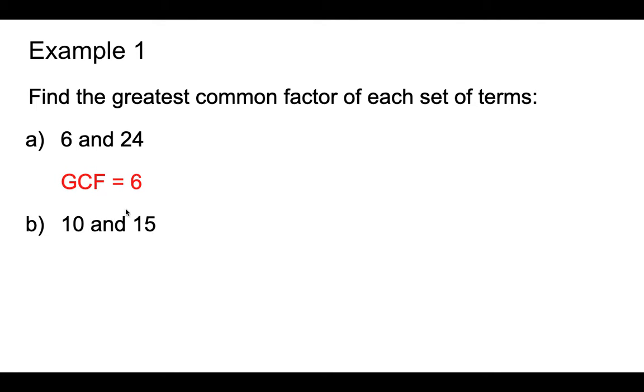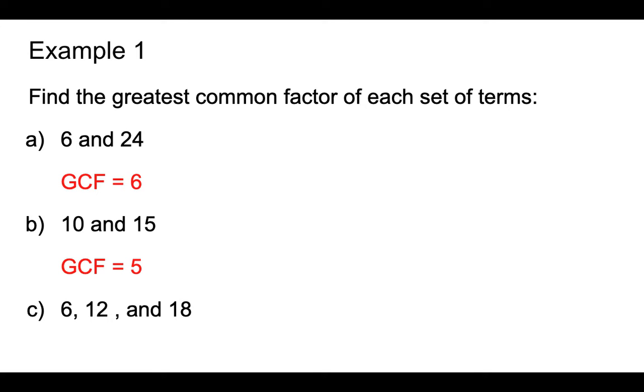What about the second example? Well, 10 and 15. What's the biggest number that can go into both these numbers? You might notice they're both divisible by 5, and they're not divisible by any number bigger than 5. So the biggest number that can go into both 10 and 15 is 5. So the greatest common factor is 5.